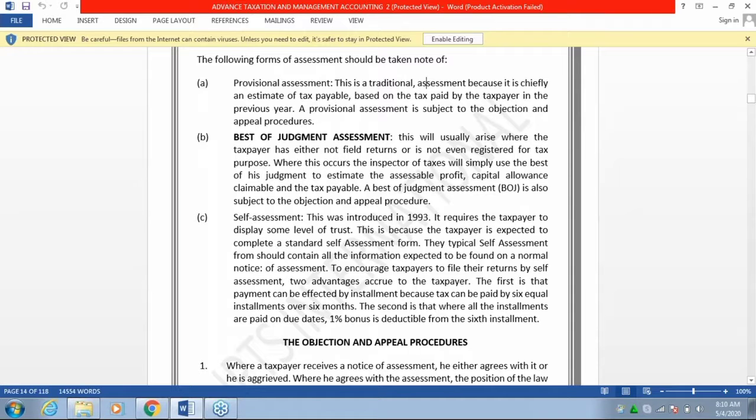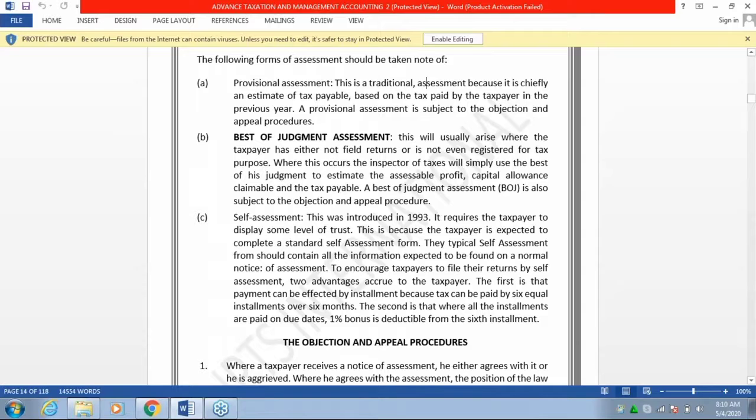Then the B of it is BOJ. We call it best of judgment assessment. This will usually arise where the taxpayer has either not filed the returns or is not even registered for tax purposes. So where this occurs, the inspector of tax will simply use the best of his judgment to estimate the assessable profit, capital allowance claimable, and the tax payable. So the BOJ is also subject to the objection and the appeal procedures.